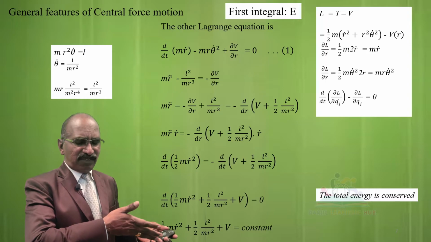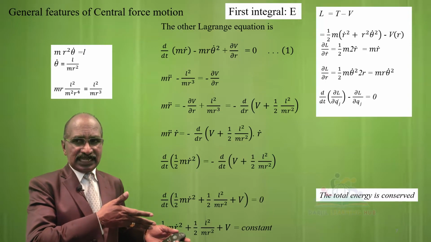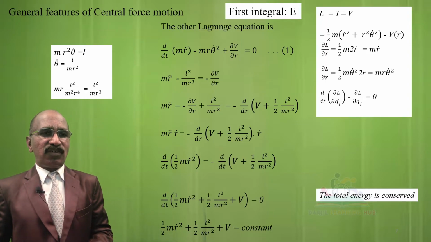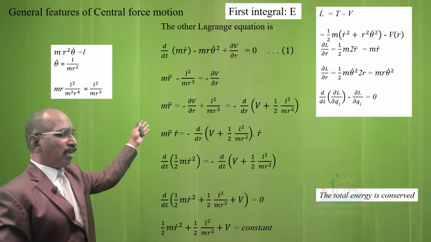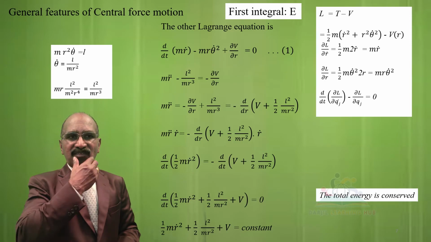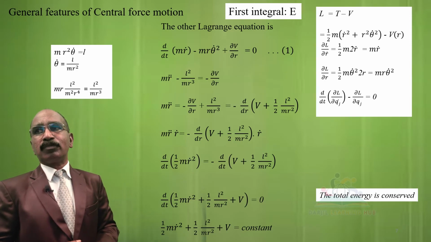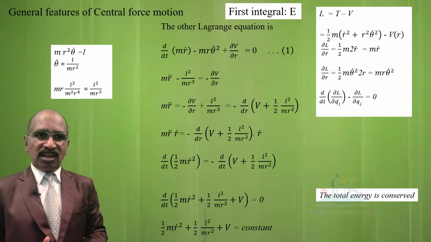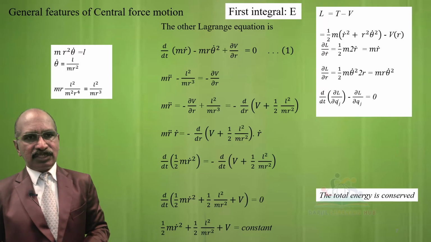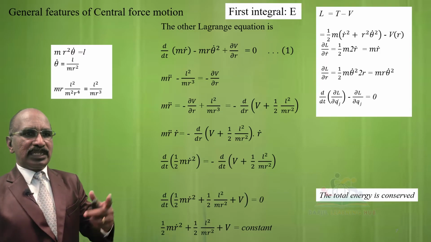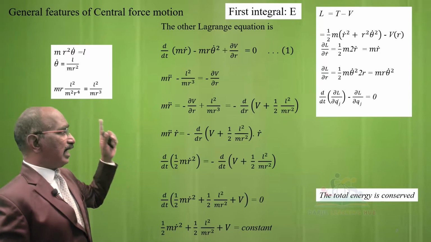So in terms of the first coordinate theta, we have written that equation. In terms of r, we can write down this equation. You see in the corner, we have L equal to T minus V. Find out ∂L/∂ṙ, that is Mṙ, and ∂L/∂r equal to Mrθ̇². Substitute these two in the Lagrangian equation, we get equation number 1.